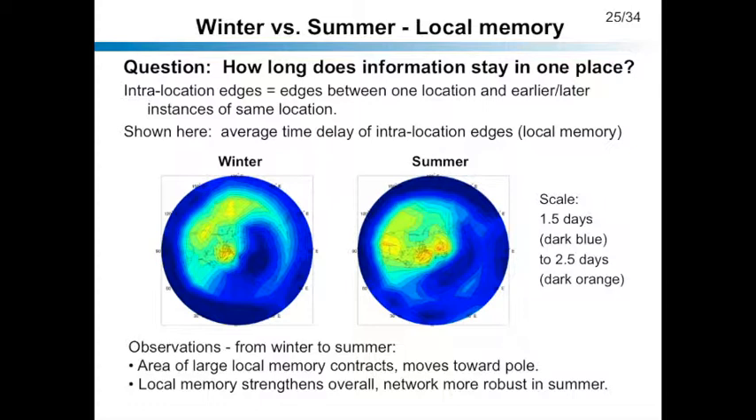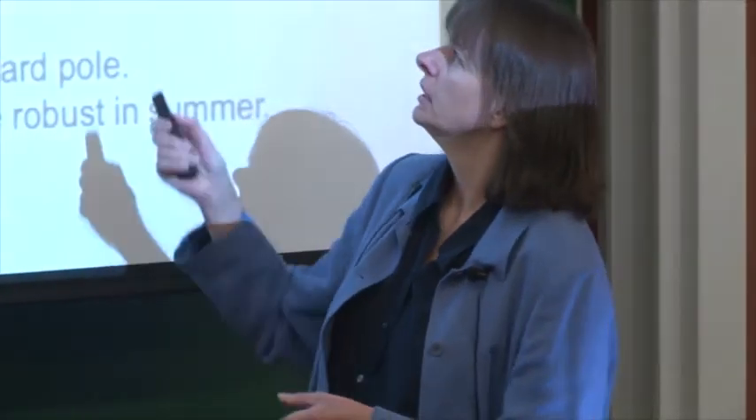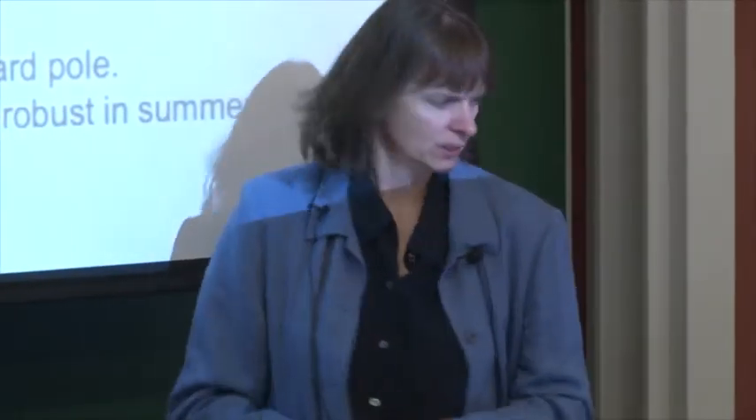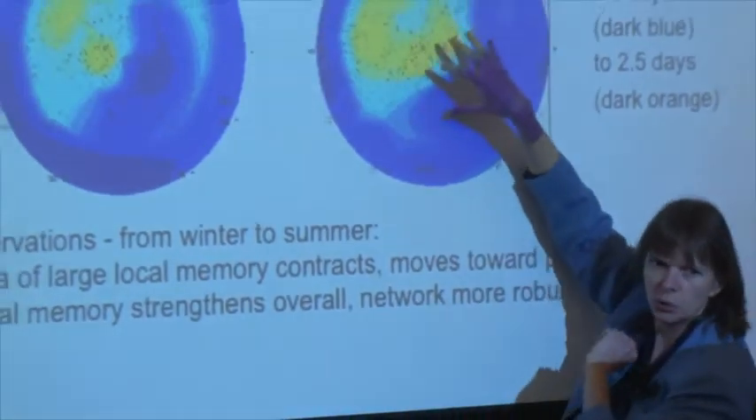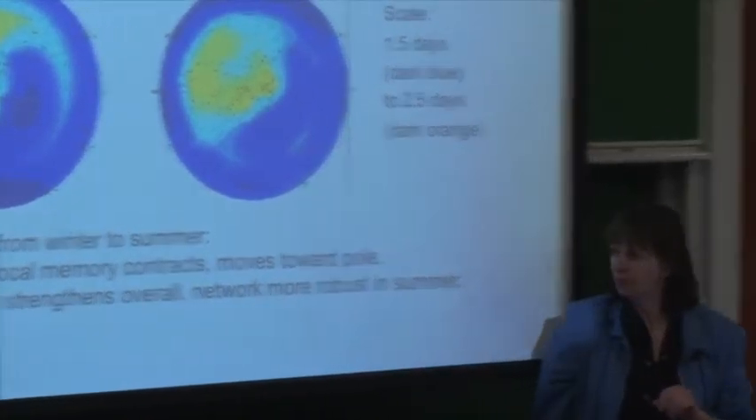So this is a contour plot of the local memory. It basically takes the graphs that we have, several of those, calculates the local memory, extracts it from that, and plots it in a contour plot for the northern hemisphere. On the left side you see the winter, and on the right side you see the summer. You see the shape, which here is stretched out like that, and in summer it contracts and moves towards the northern pole. And we do have some good explanation for that.